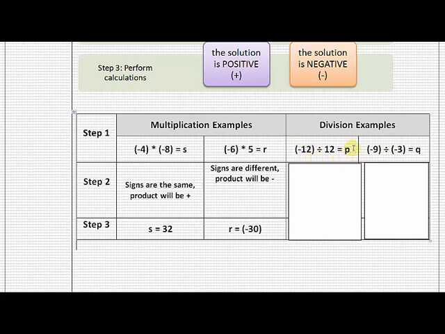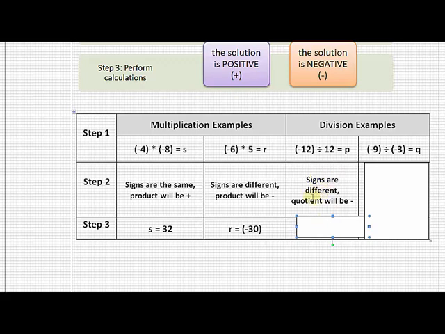As for division, let's give that a try. So here I have -12 divided by 12 equals P. Go ahead and see if you can finish filling out the rest of this table. We have a -12 and a +12. Our signs are different. And so since our signs are different, the quotient, the answer to a division problem, is going to be negative. So -12 divided by 12 should give us a -1. So P is equal to -1.